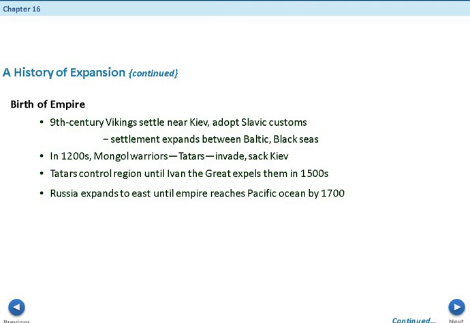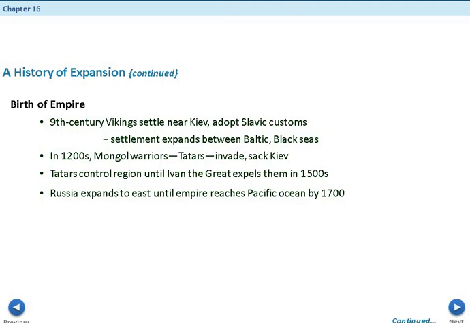In the 1200s, Mongol warriors known as the Tatars invade and sack Kiev, and the Tatars control the area until Ivan the Great expels them in 1500. We talked about Mongolia earlier, and how they interacted with Russia and also conquered places like China. You're going to see them doing the same thing here. Russia expands to the east until the empire reaches the Pacific Ocean by the 1700s.